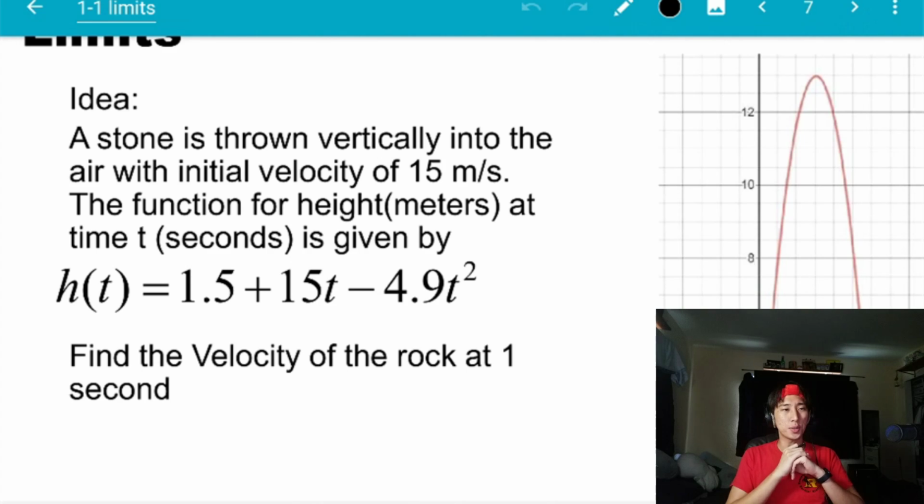So here's what we're going to do. Now, let's look at this same problem over here. And we want to find the velocity of the rock at 1 second. Now, because as of right now, I haven't shown you how to find the slope of a tangent line, there are some ways to figure it out, but it's really kind of tricky. Instead, we're going to look at something called slope of the secant lines.